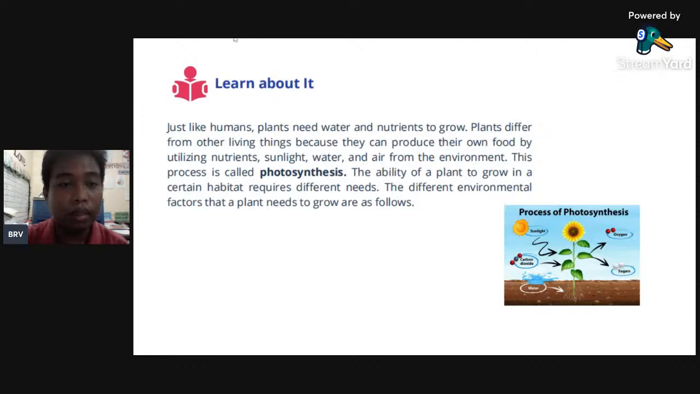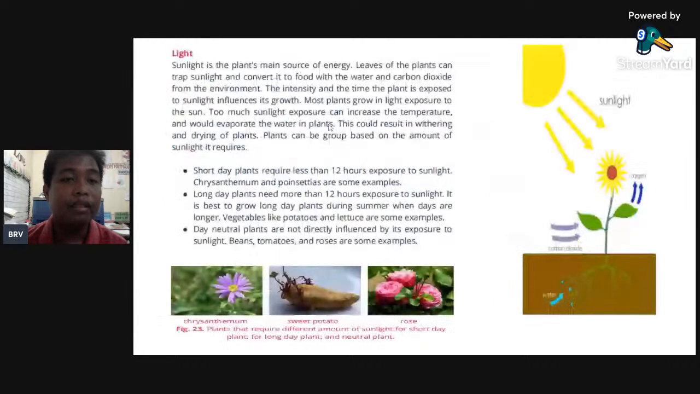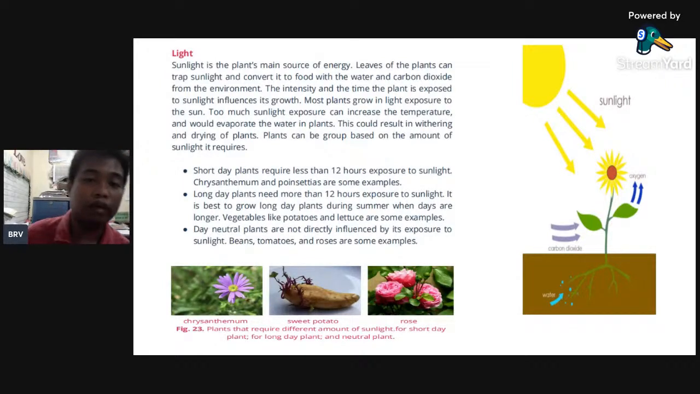So just like humans, plants need water, they need nutrients for them to grow, but the difference is they can produce their own food, unlike animals, which cannot produce their own food. So plants can produce their own food. Light: sunlight is the plant's main source of energy, so plants really need sunlight, because this is their main source of energy.